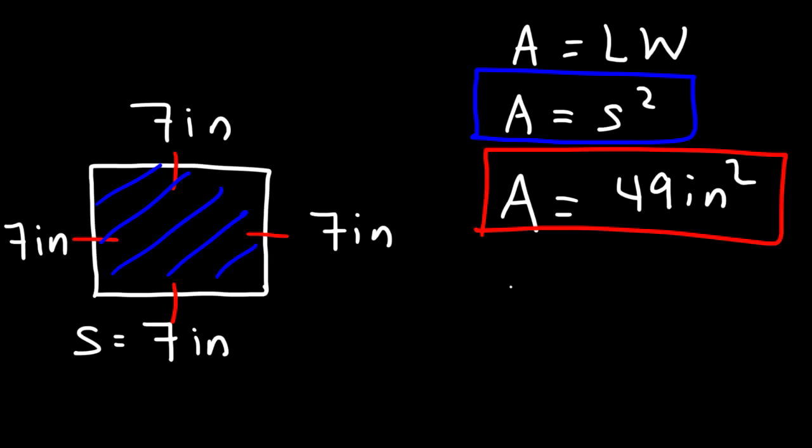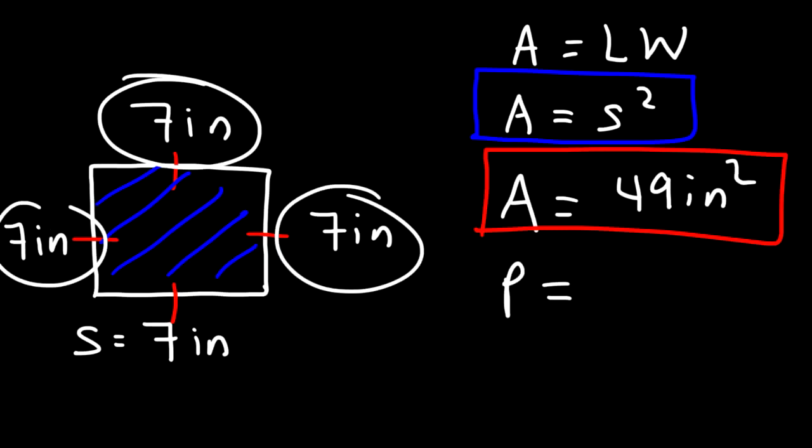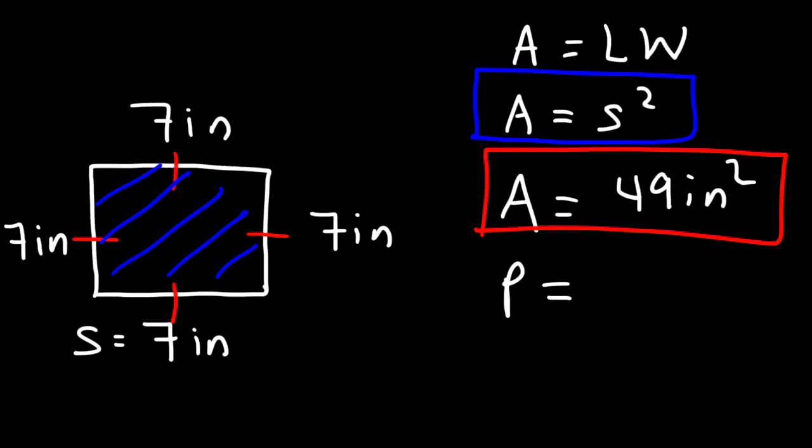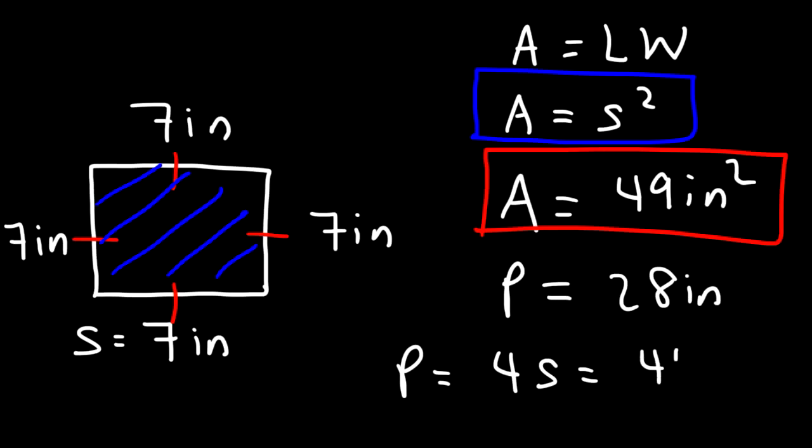Now for the second part, we need to calculate the perimeter. And intuitively, we could see that it's going to be the sum of all 4 sides. Don't forget that the perimeter is the distance around the figure. So it's going to be 7 plus 7 plus 7 plus 7, which is 28 inches. Or you could say S plus S plus S plus S, which is 4S. So it's 4 times 7, which will give us 28. And so that's how you can find the perimeter of a square.